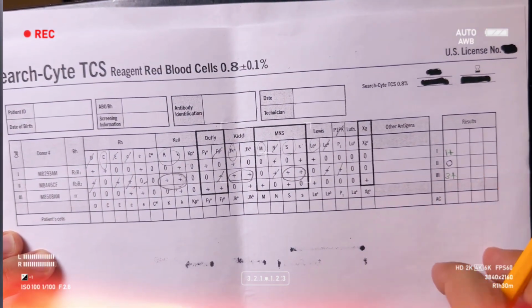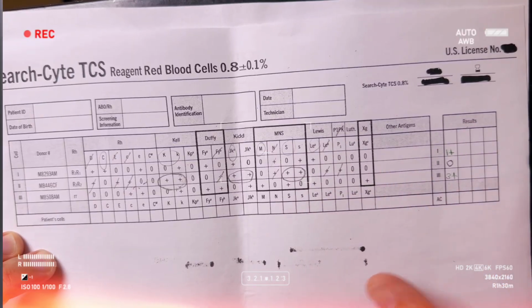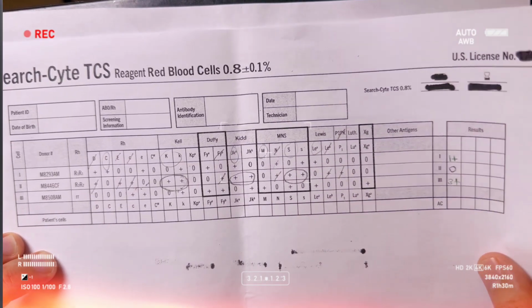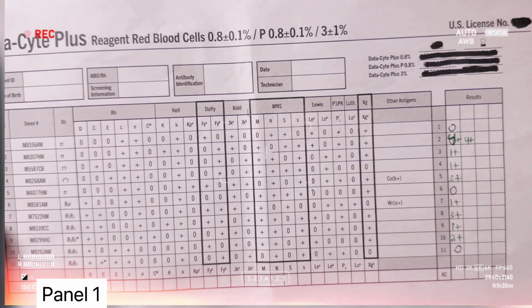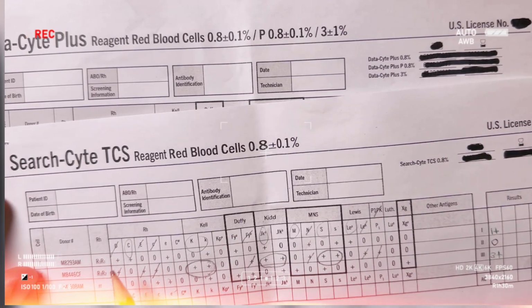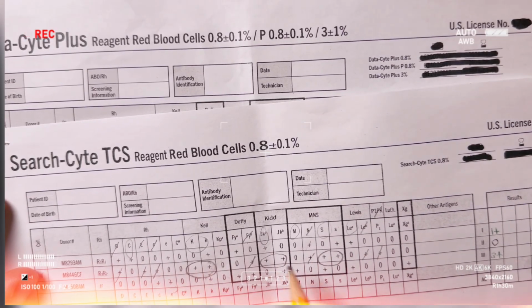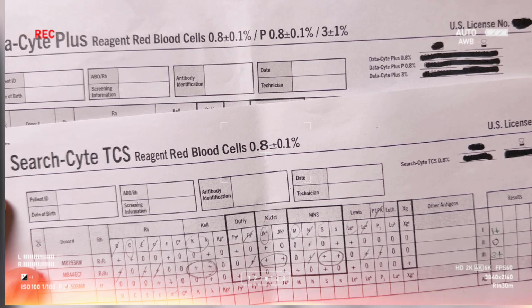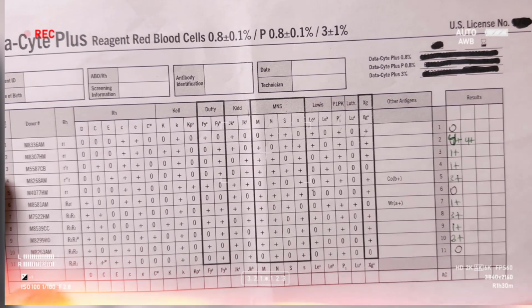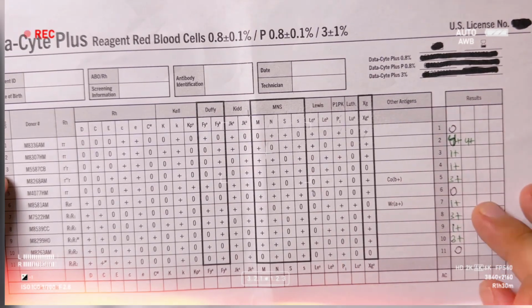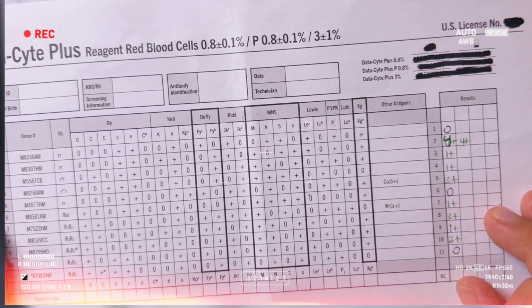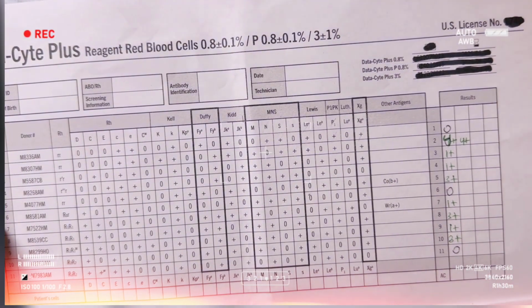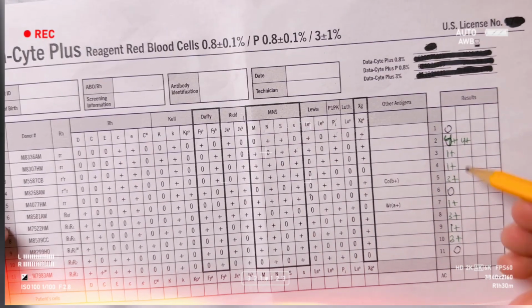On our first 3-cell panel, we were unable to rule out everything, so we're moving to panel 1, because we could not rule out big C, Kell, Kidd, MNS, and Lewis. So we will try panel 1 here. These are all the reactions I have for panel 1, and we are trying to rule out the antibodies that remain. Let's see what happened.